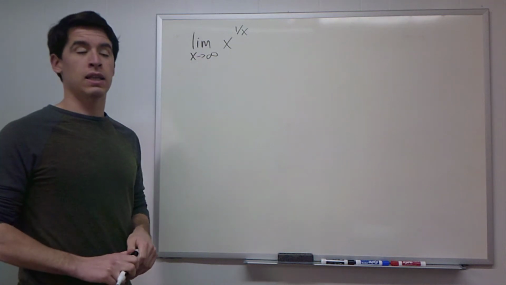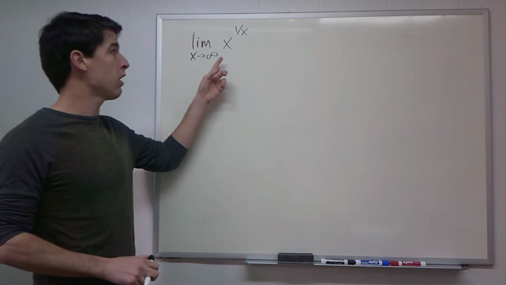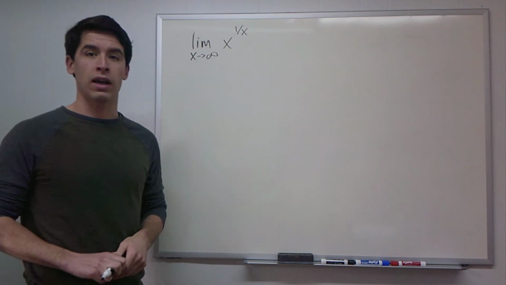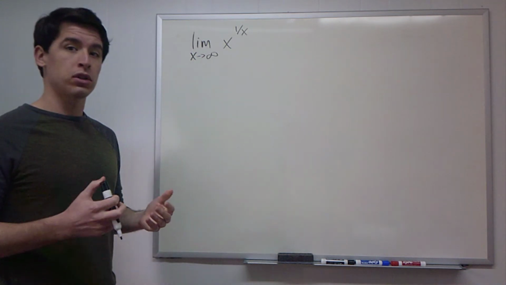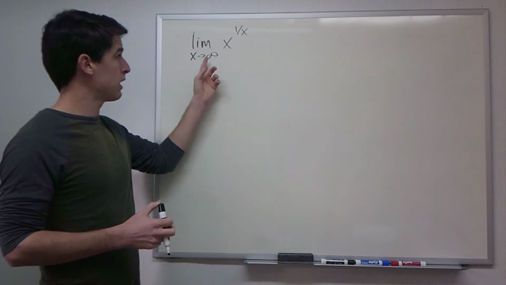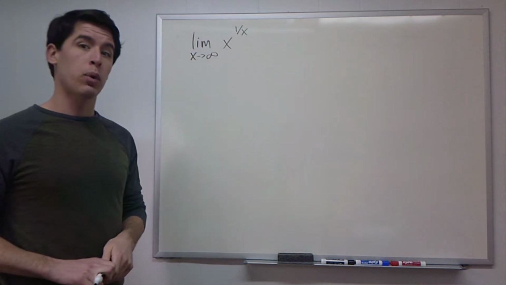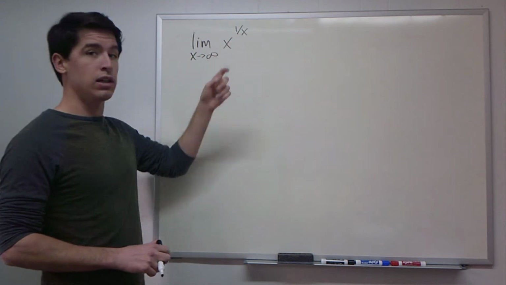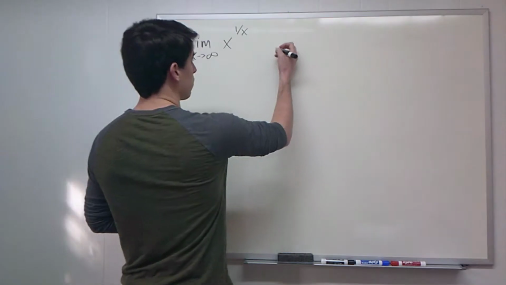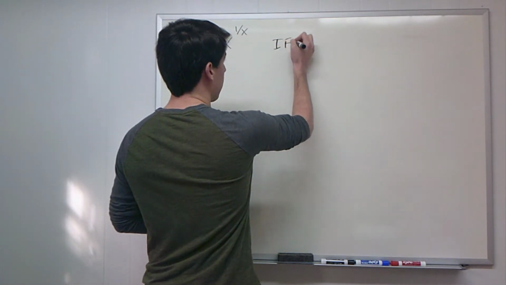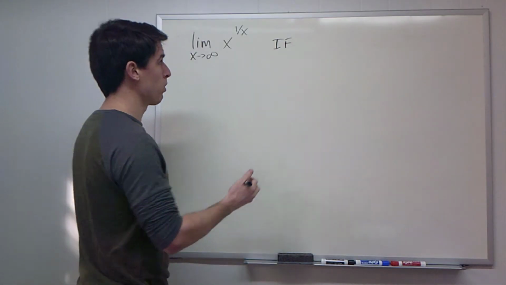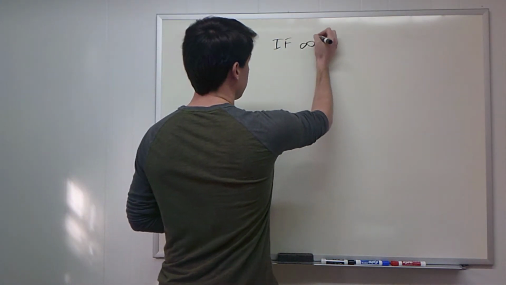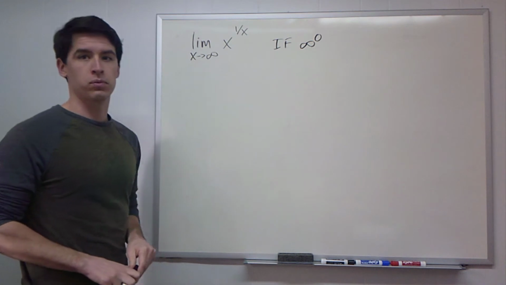Let's look at the limit as x goes to infinity of x to the 1 over x. Now the first thing we should note is that this limit is in an indeterminate form. It's in the indeterminate form infinity raised to the 0. So we use IF to denote indeterminate form, and this is infinity raised to the 0.